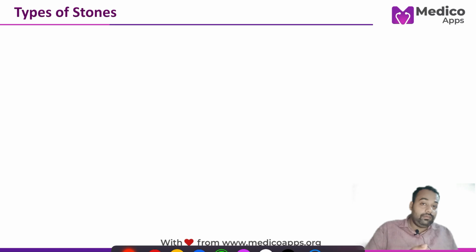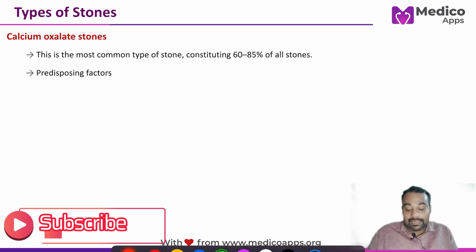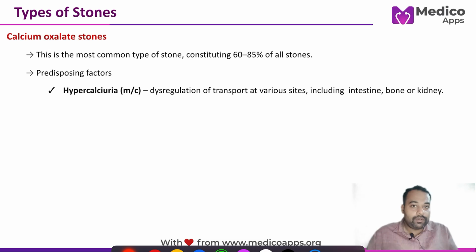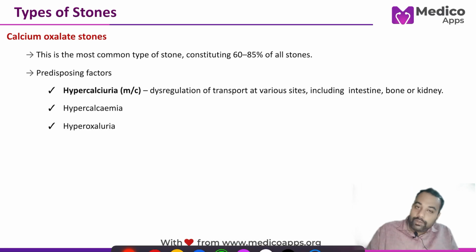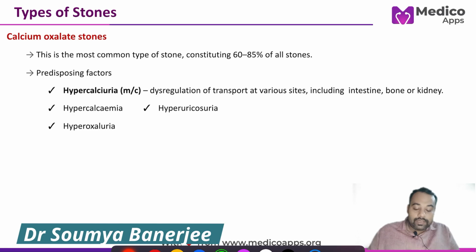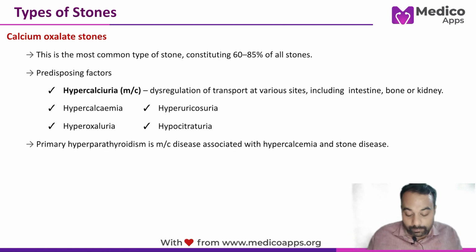Now let's try to understand what types of stone are available. Type number one is the calcium oxalate stone. Calcium oxalate is one of the most common stones seen, and the predisposing factor, obviously, hypercalciuria is one of the most important. Apart from that, hypercalcemia is also there. Now hyperoxaluria means an increased amount of oxalic acid in the urine, along with an increased amount of uric acid in the urine, and hypocitraturia. These are the typical factors responsible for the formation of the calcium oxalate stone.